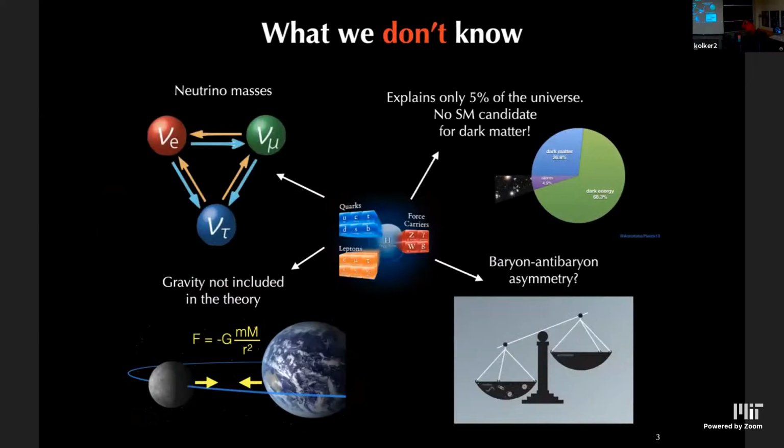However, there are still a lot of questions that we do not have answers for. For example, the standard model of particle physics doesn't account for neutrino masses. Gravity is not included in the theory. It only explains 5% of the universe. In fact, there is no standard model candidate for dark matter, and it also doesn't explain why there is anything at all, because it cannot account for the baryon-antibaryon asymmetry.